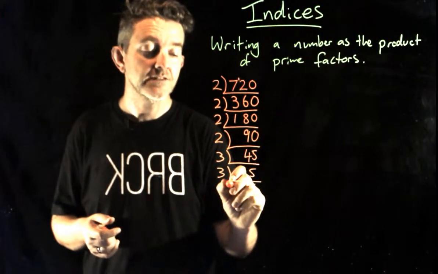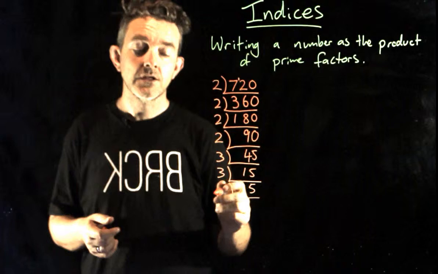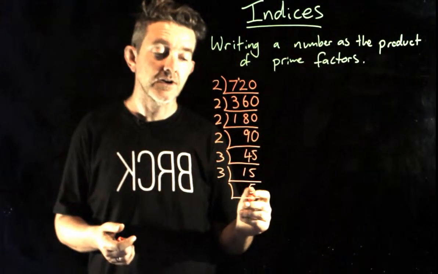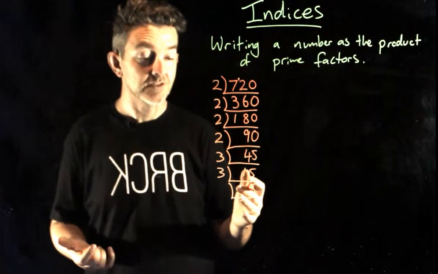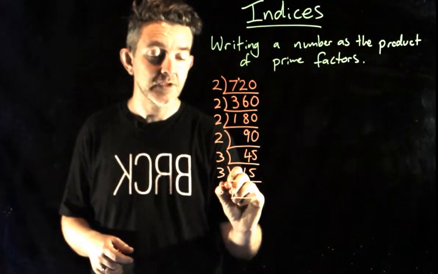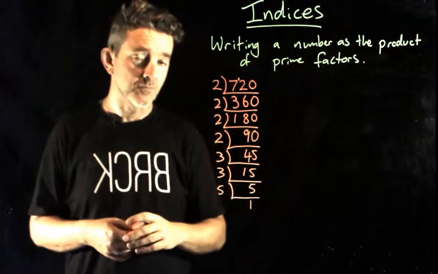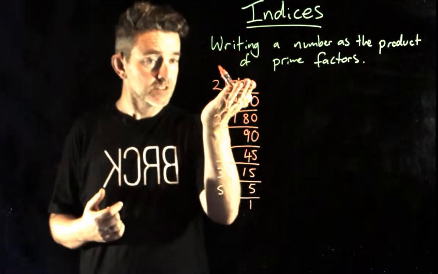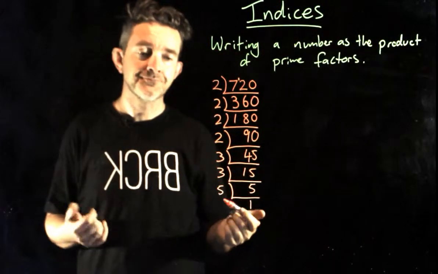Now 5 itself is a prime number, so I'm going to have to divide it by the smallest prime number that goes into it, which is 5. So I get 5 out here, and we end up with 1. You'll always end up with 1. That's going to be the last number because we're going to divide it all the way down.